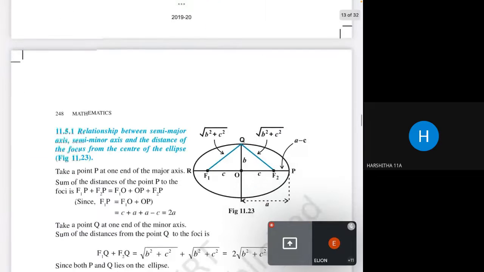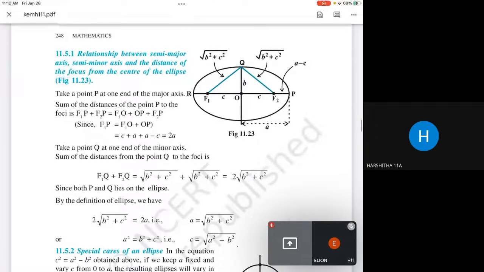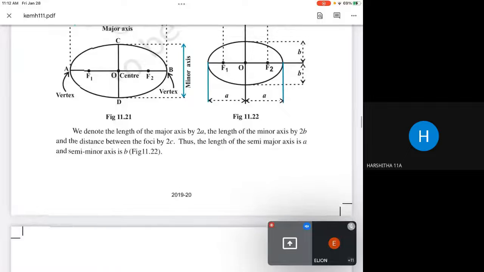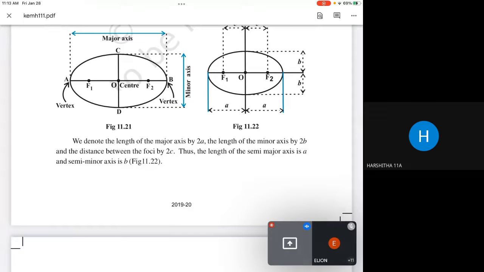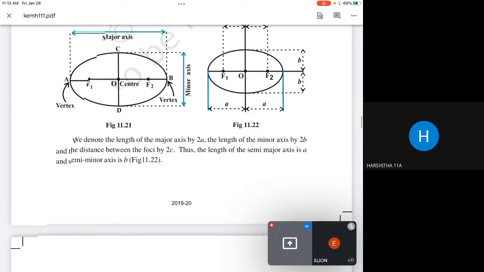So the relationship between A, B, C here. Now usually the distance between the two foci is denoted by 2C. So these points you concentrate on in case of the ellipse. Distance between the two foci is denoted by 2C. The length of the major axis is 2A. Semi-major axis is nothing but the O to B distance.